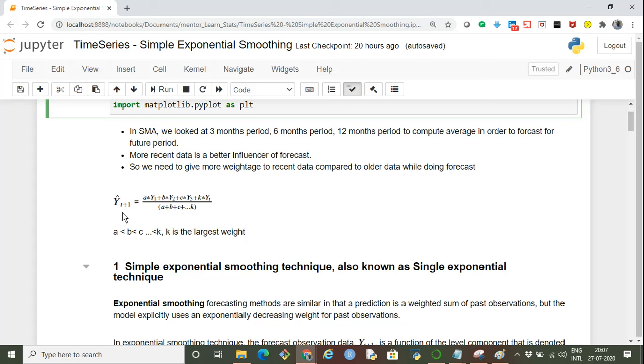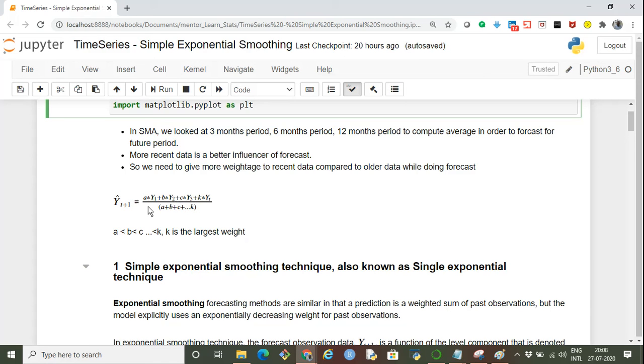So for example, in simple exponential smoothing, let's say we have to predict for the time period t plus 1, so y hat t plus 1. Anything we are going to predict or forecast, we represent using the hat symbol. So we are going to forecast for the time period t plus 1, and y hat is the value that we are forecasting. Its value will be alpha times y1 plus beta times y2 plus c times y3 and so on, up to k. So basically these are the weights.